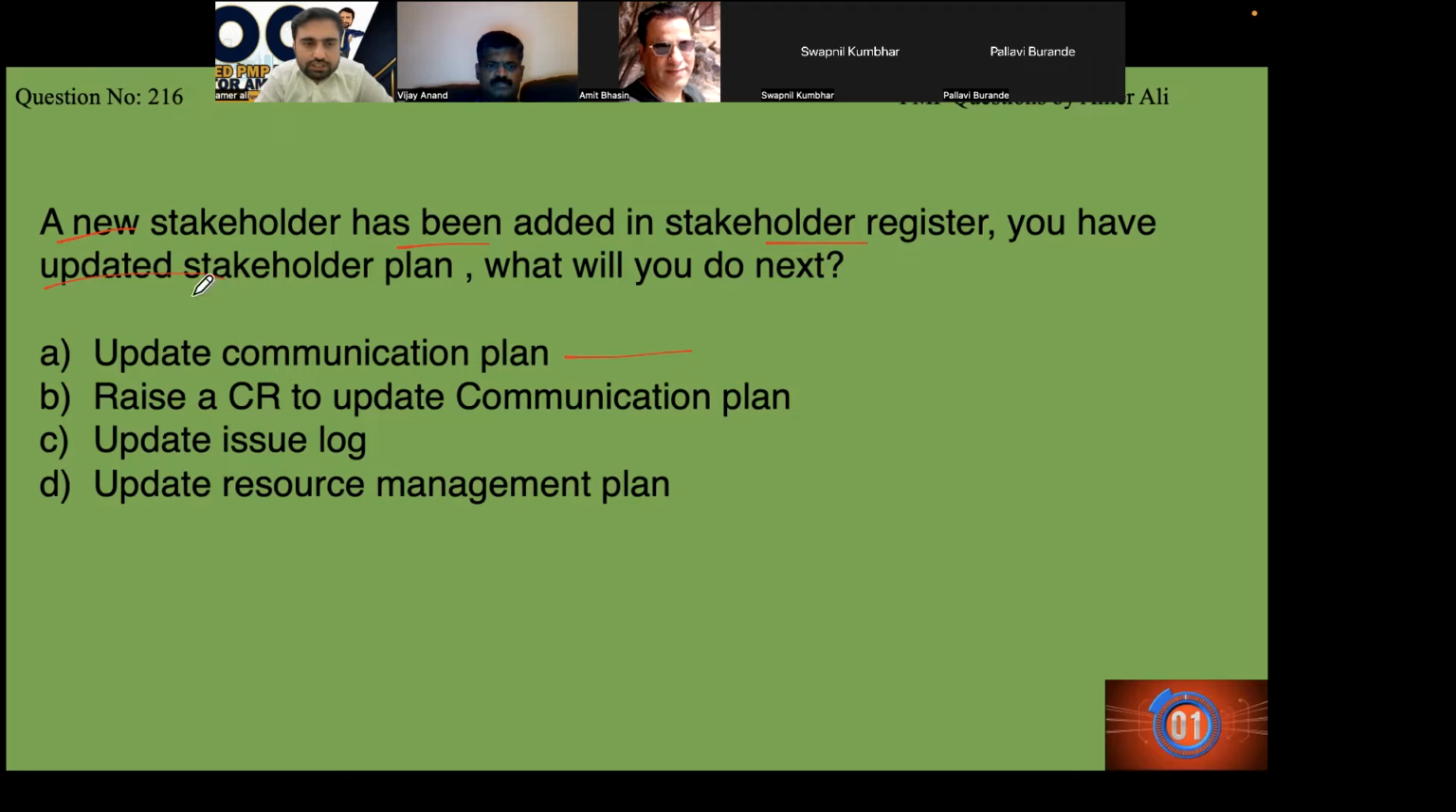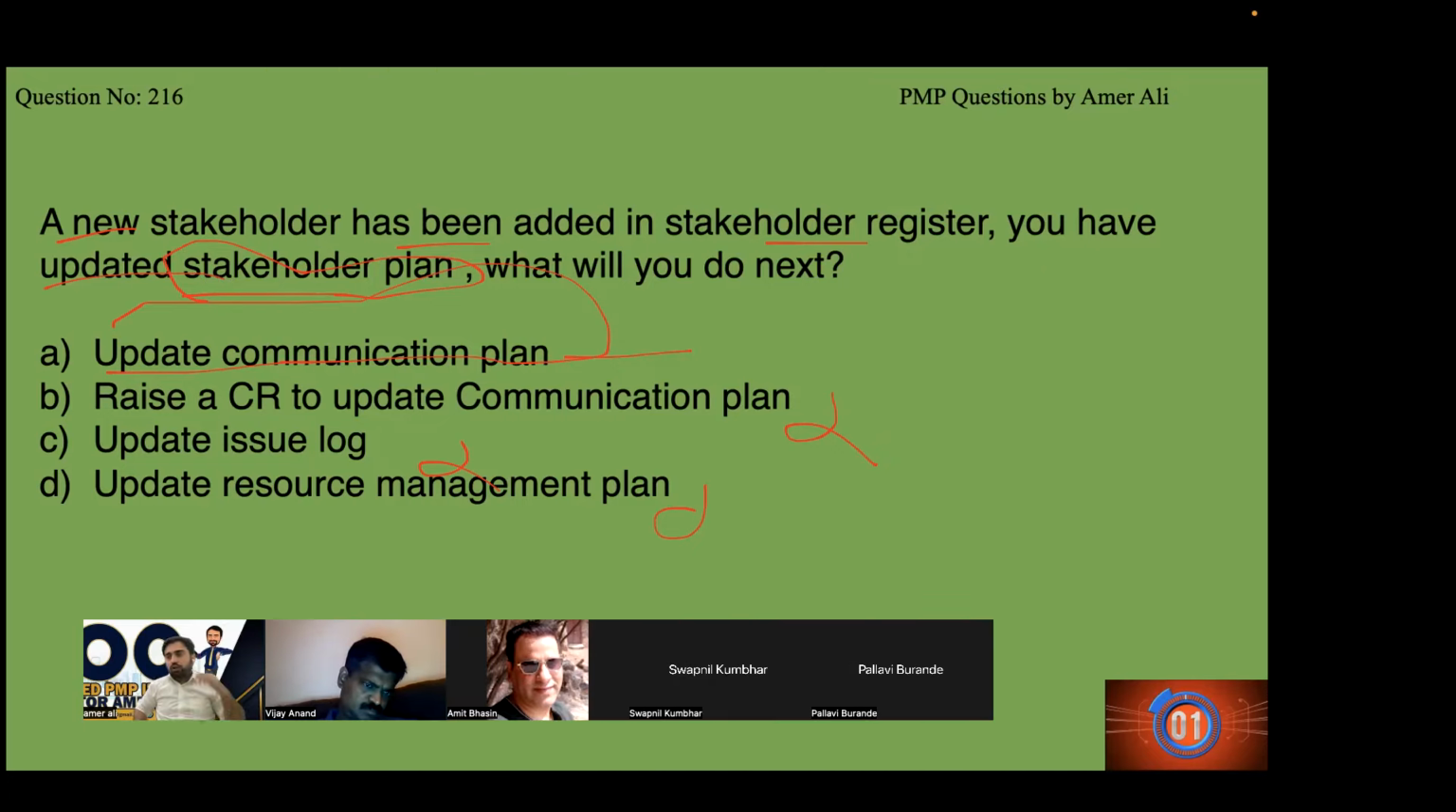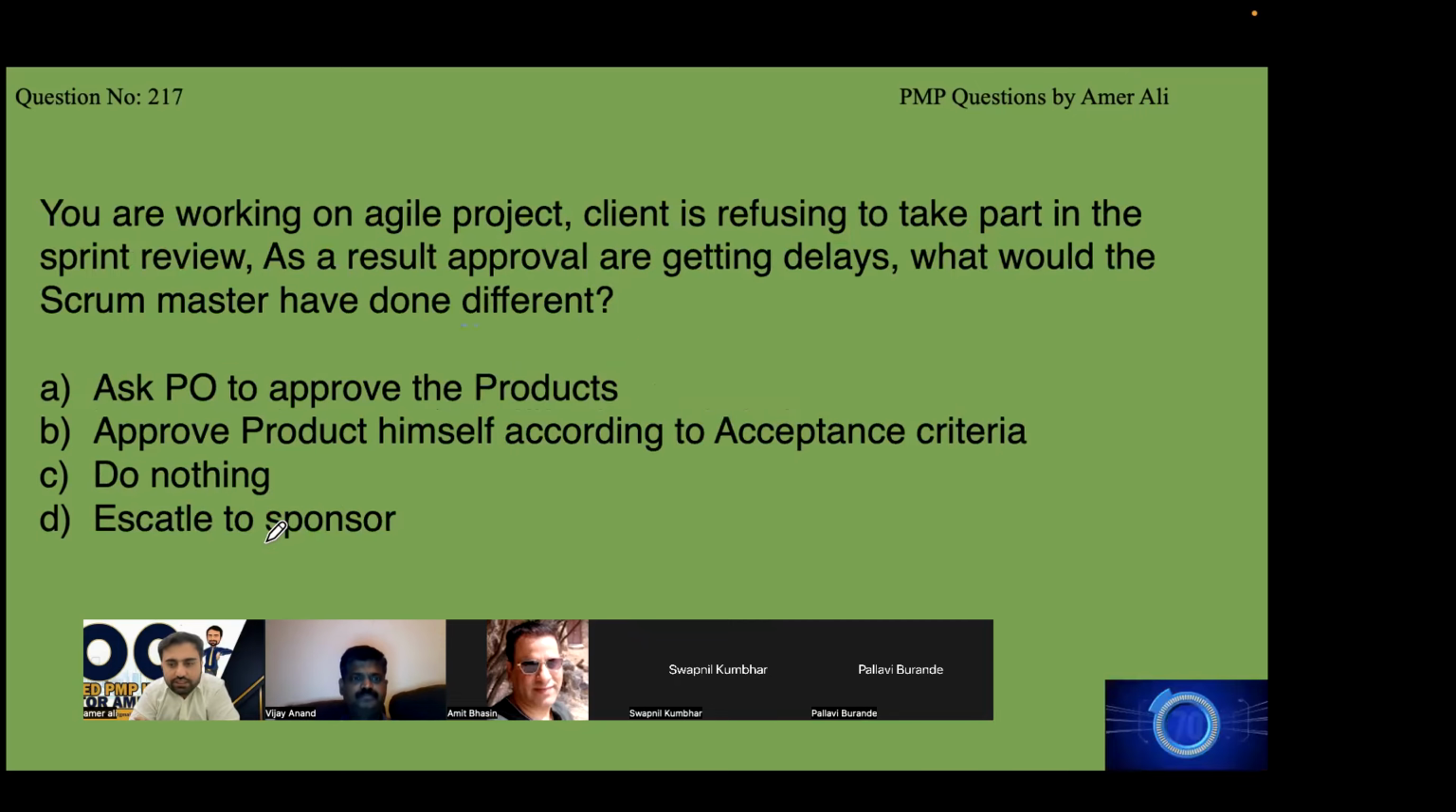Vinod, once the change request is there, you have updated a plan. One change request is enough to update every single thing. You don't need to raise another change request. No issue log, no resource management plan. You can update it with the plan. Guys, understand, whenever a new stakeholder comes, you update the stakeholder register, see if you need to update the stakeholder plan. If you have to update the stakeholder plan, you raise a change request. Once the change request is approved, you update both the stakeholder and communication plan. One change request is enough to update all the plans. Please understand this. Okay, next question.